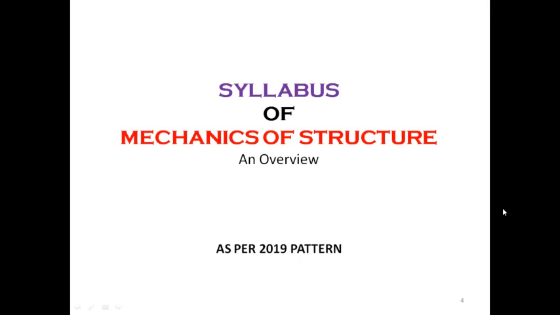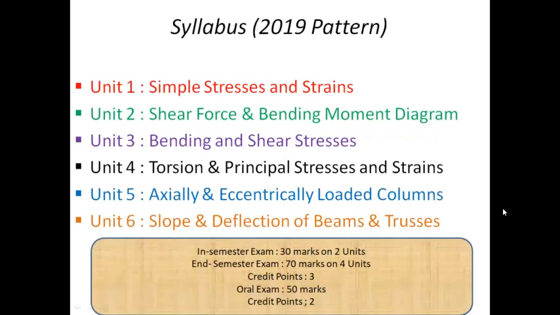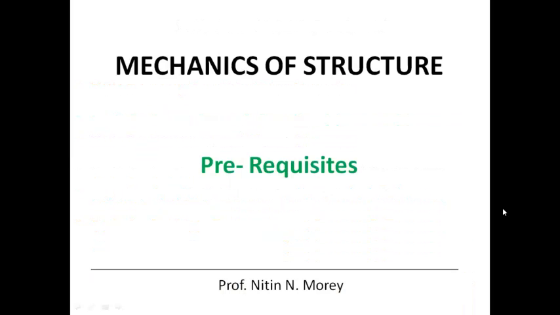We have seen the syllabus of MOS, that is mechanics of structure, in which we have a total of 6 units: simple stress and strains, SFD and BMD, bending and shear stresses, torsion and principal stresses, columns, and slope and deflection. The subject is divided into 2 segments: 30 marks in the semester examination on 2 units, and end sem of 70 marks on 4 units, along with an oral examination of 50 marks on experiments.